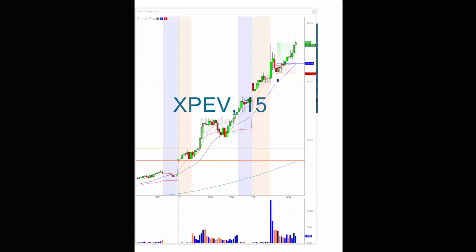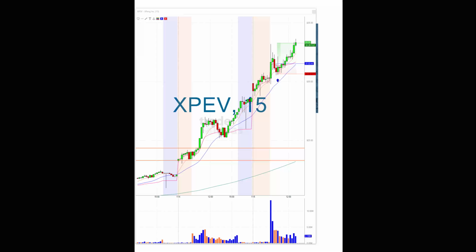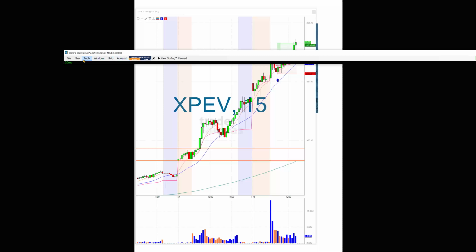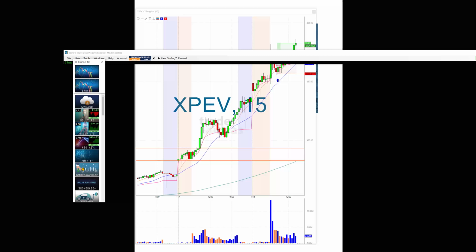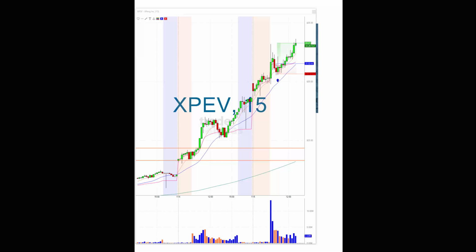But again, if you want to follow my watch list, all you have to do is from the toolbar, click on New, and then Channel Bar, and then my watch list. Okay. Remember, everything in here is a layout. So before you do that, you'll have to make sure you save your layout to the cloud.